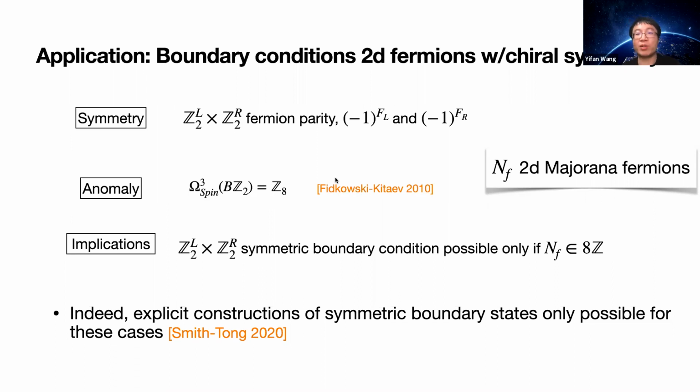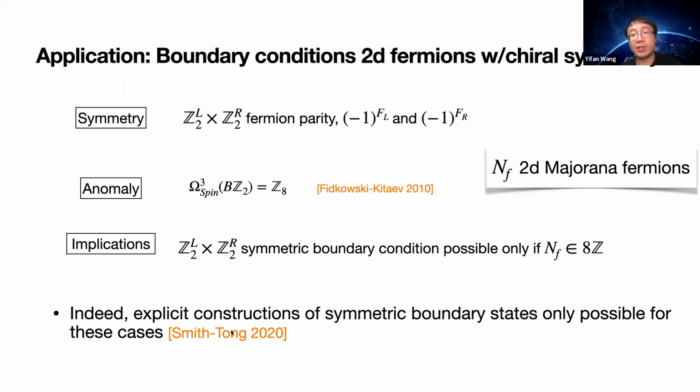The detail is not important. What's important here is just that if you have NF number of Majorana fermions in 2 dimensions, left and right, this anomaly is only trivialized if NF is a multiple of 8. And then from our general theorem, it implies that a symmetric boundary condition of symmetry under this chiral fermion number symmetries is only possible if the number of flavors is a multiple of 8.